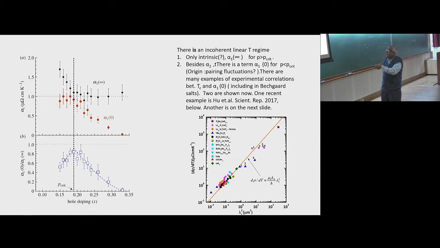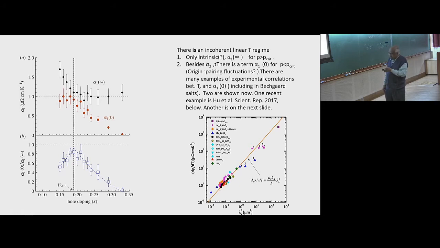You can do many things. One of the things you can do is that you can take the ratio of these and you notice that the low temperature linear coefficient goes to zero at a fairly high doping. This is believed to be a kind of critical point where, at least in this set of data, these two meet.